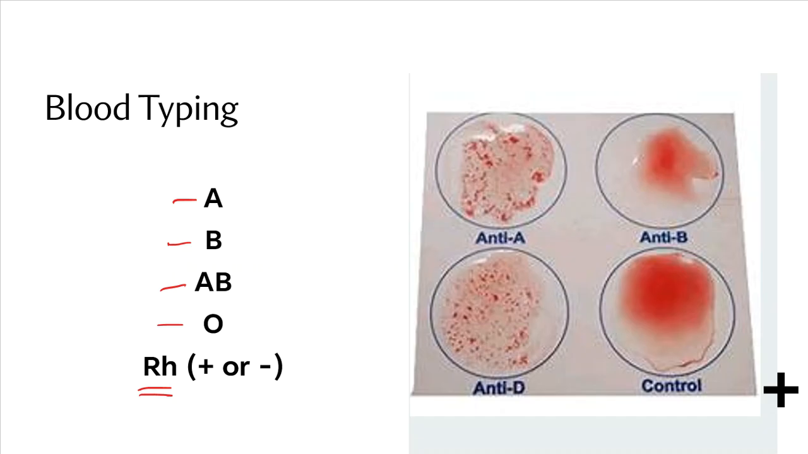So what's going on is that you could have blood type A positive or A negative, B positive or B negative, AB positive or AB negative, and O positive or O negative. You have one of these eight, and this lab is going to help you discover which one you have.